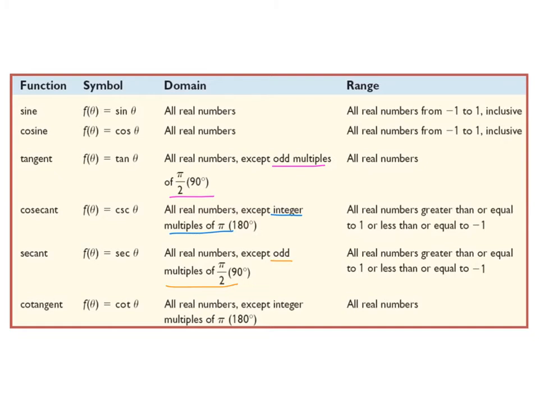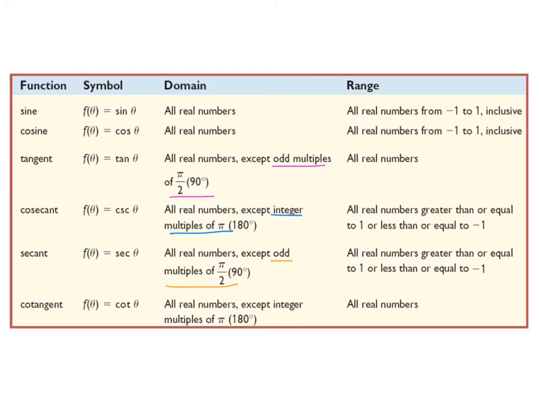Cosecant and secant have all real numbers except integer multiples of pi. So your -2 pi, -1 pi, 0, pi, 2 pi, etc. for both of those. Those are also going to have limitations there because some of those sine and cosine values, when you plug them in, are 0, and when you divide by 0, that's undefined and creates an asymptote. And cotangent, well, if tangent is restricted for every odd multiple of pi over 2, it makes sense that cotan would also have restrictions, but that is every integer multiple of pi.